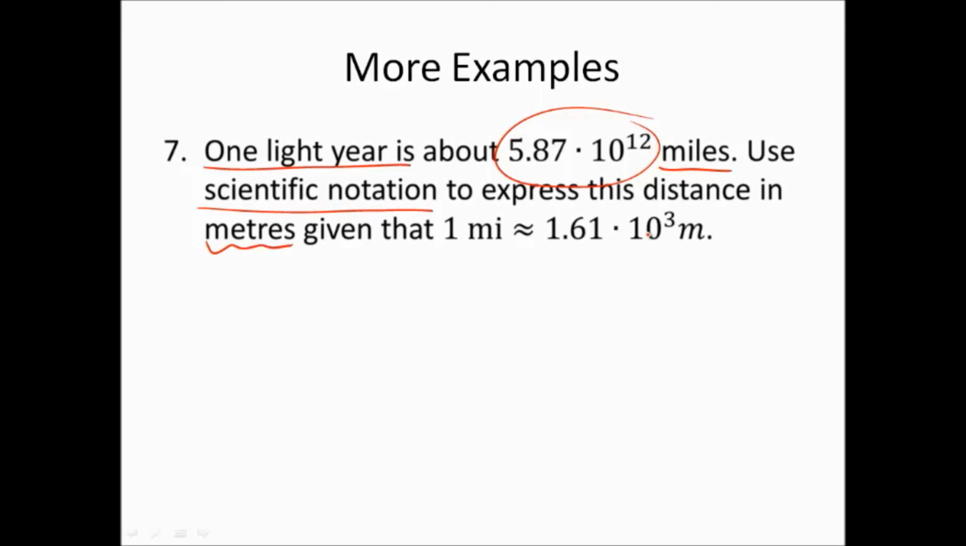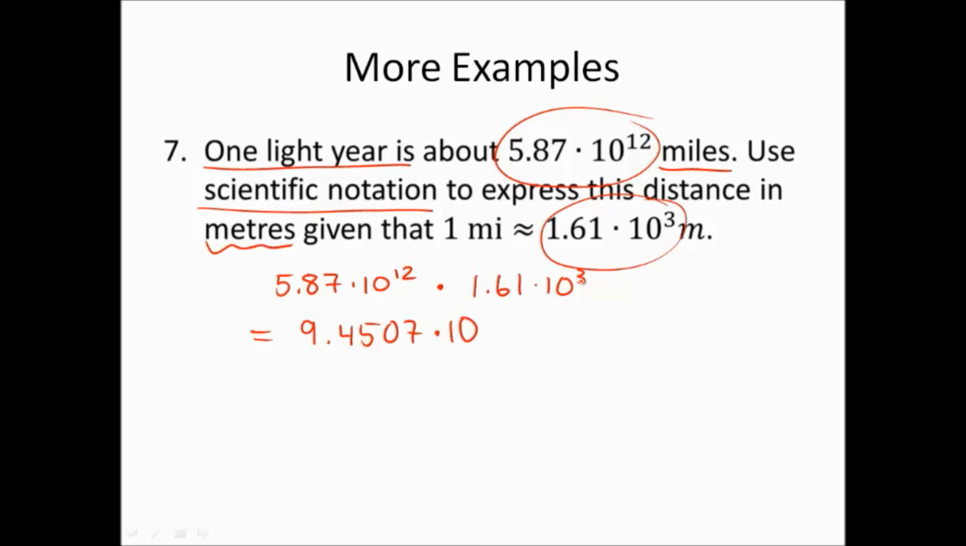So first you need to decide what you're going to do with these two numbers. If every single mile is this many meters, then we want to multiply. So we're taking 5.87 times 10 to the 12 times 1.61 times 10 to the third. And similarly, as before, we can multiply the coefficients, the first numbers, 5.87 times 1.61, giving us 9.4507. And we can also multiply the powers of 10, and we know that that's 12 plus 3, giving us 10 to the power of 15.